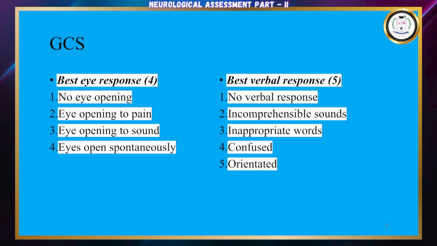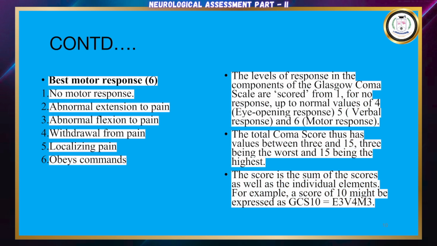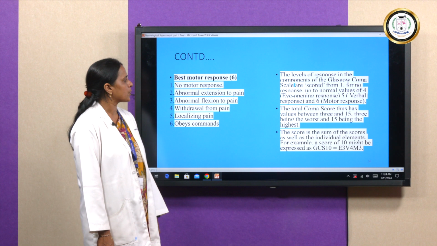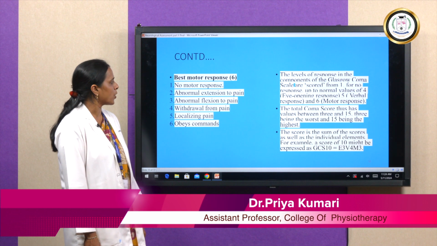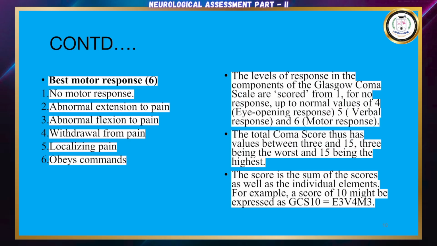Now best verbal response has a total score of 5. 1 is no verbal response, 2 is incomprehensible sounds, 3 is inappropriate words, 4 is confused, 5 is oriented. Now best motor response. First one is no motor response, second is abnormal extension to pain, third is abnormal flexion to pain, fourth is withdrawal from pain, fifth is localized pain, and sixth is obeys commands. Now the level of response in the Glasgow Coma Scale, as I told, scores from 1 for no response to the normal value of 4 for eye opening, 5 for verbal response, and 6 for motor response.